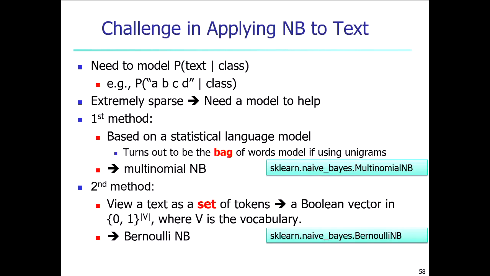Remember, when we use naive Bayes, the ultimate goal is to predict class given text. Since class given text is proportional to probability of text given class times probability of class, and the probability of class is easy to estimate, all we need to focus on is to model probability of text given class.